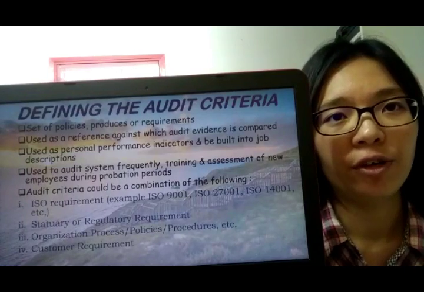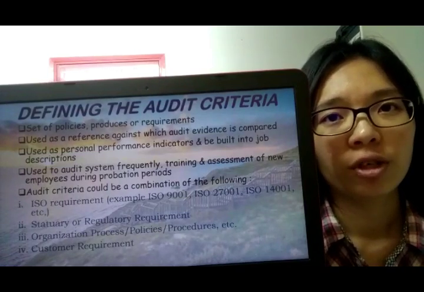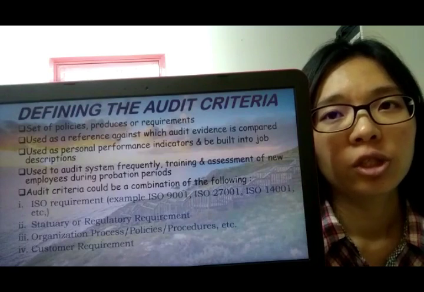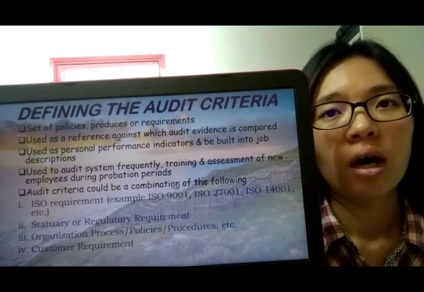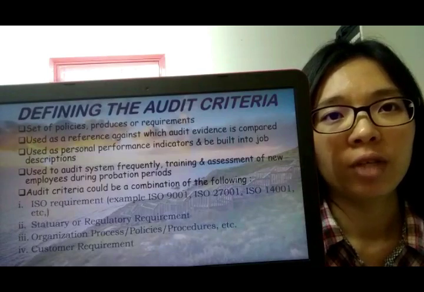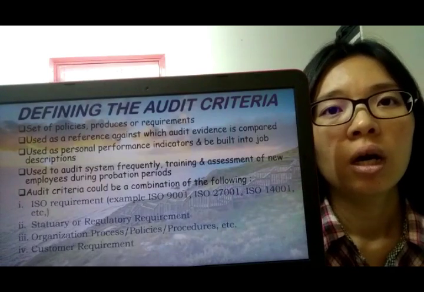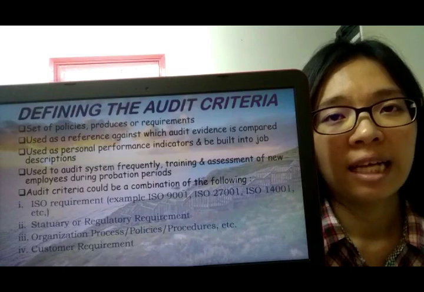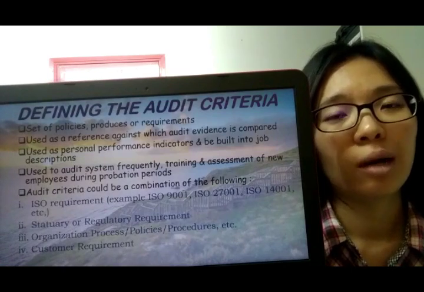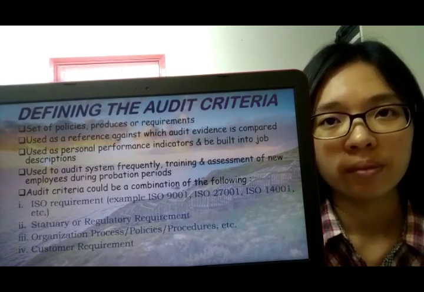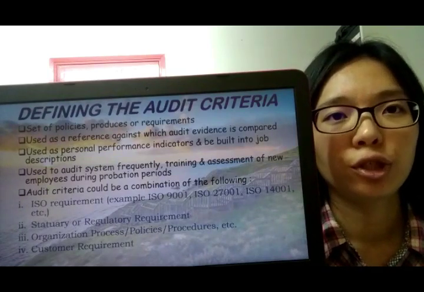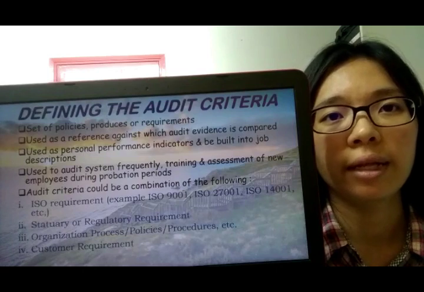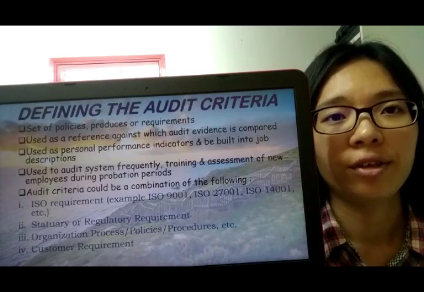However, when legal requirements are used as audit criteria, auditors tend to use the terms compliance and non-compliance instead of conformity and non-conformity. For example, during the audit of ISO 9001:2008, the requirements of the ISO 9001:2008 standard become the audit criteria.